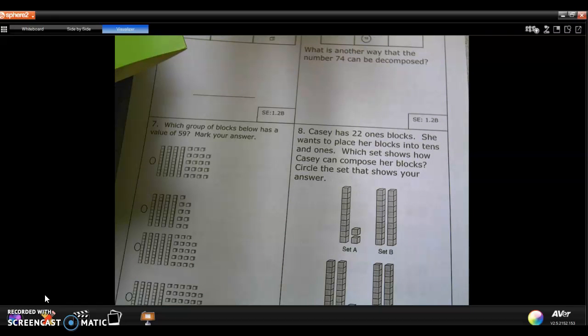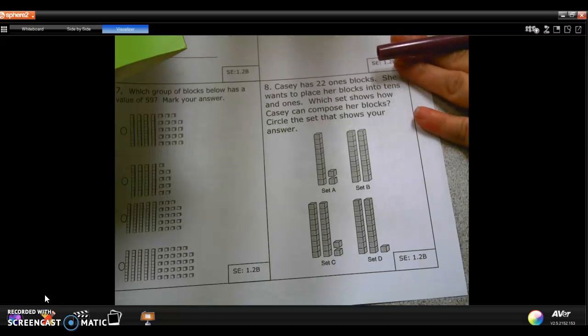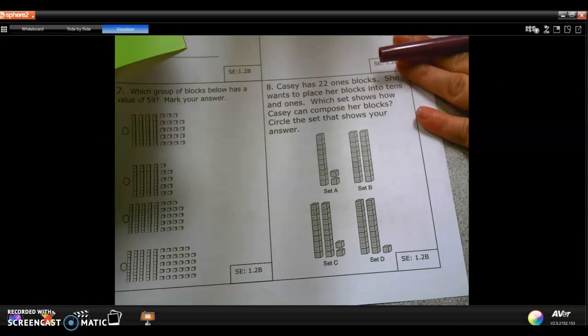Number 8. Casey has 22 ones blocks. She wants to place her blocks into 10s and 1s. Which set shows how Casey can compose her blocks? Circle the set that shows your answer. So you're going to see how she can make 22 and circle it. So it's either A, B, C, or D.